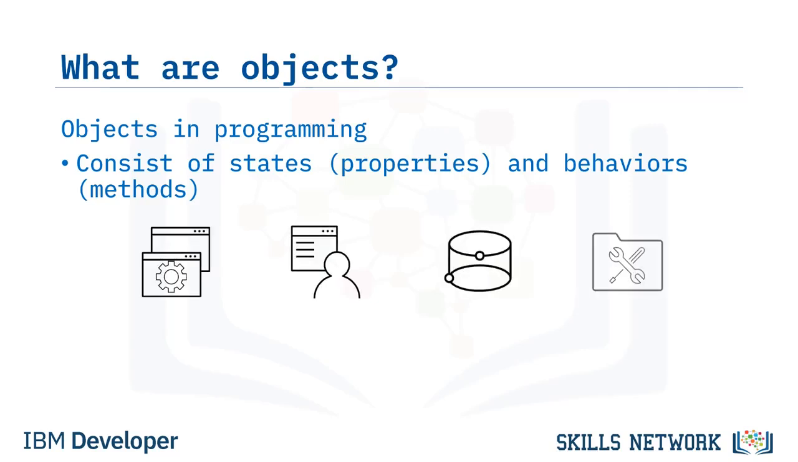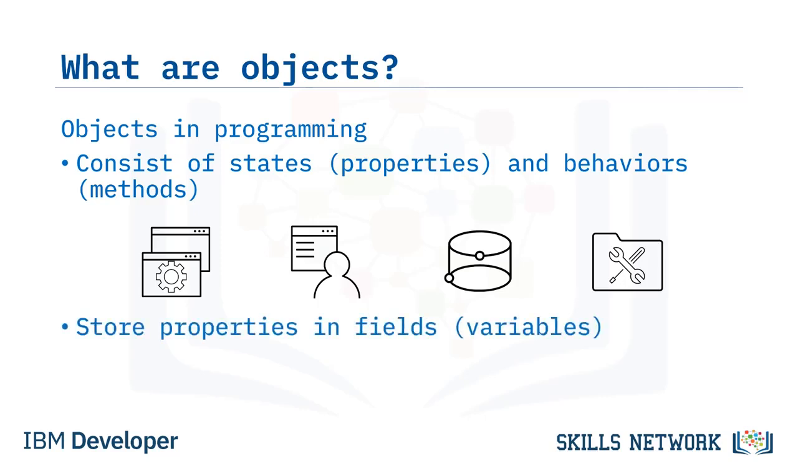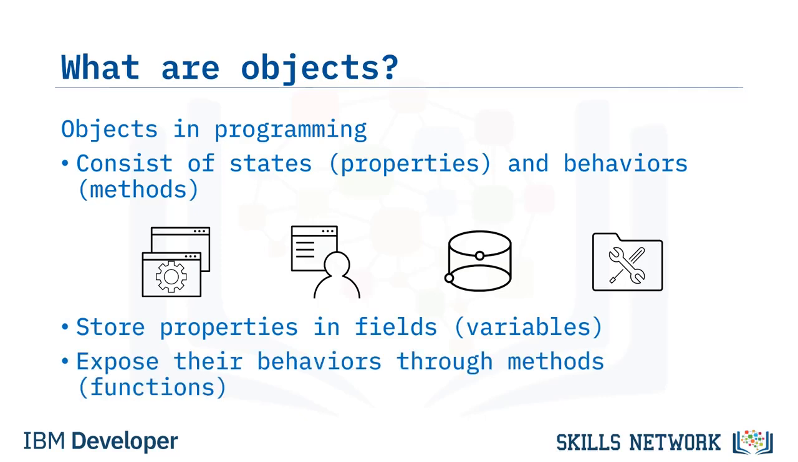Software objects can be anything, such as a Windows service, a user account, a database table, or a system folder. Objects store their properties in fields, referred to as variables in some programming languages, and expose their behaviors through methods, referred to as functions in some programming languages.